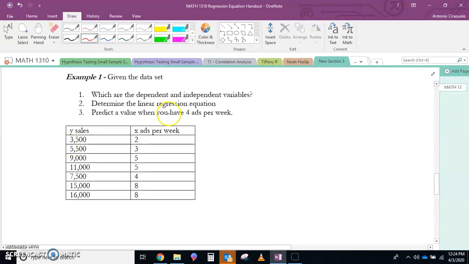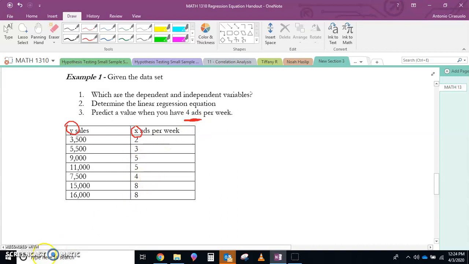And here we go. It says we have sales and ads per week. Okay, so which is the dependent and independent variable? Well, you could picture that sales should go up depending on how much advertising. So in this case, this is your independent variable, and that's your dependent variable. It's asking to determine the linear regression equation, and then we're going to say, well, based on our model, what should we expect if we had put 4 ads in per week?